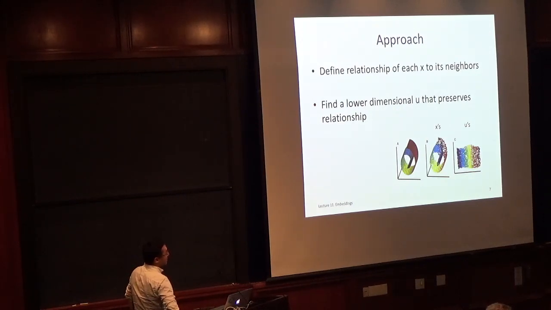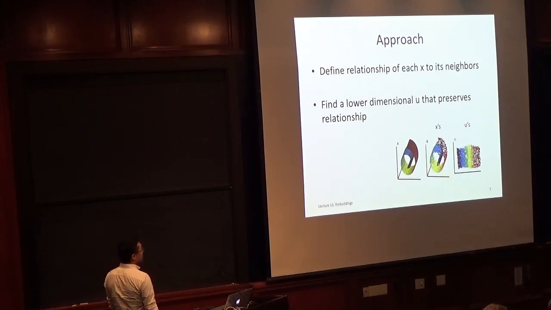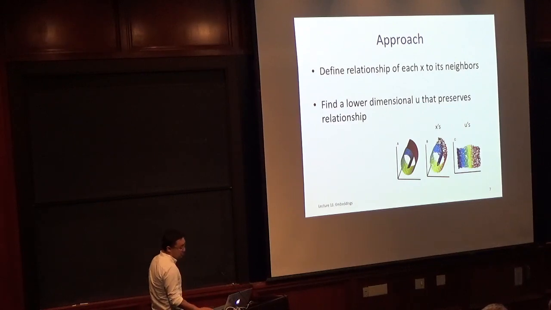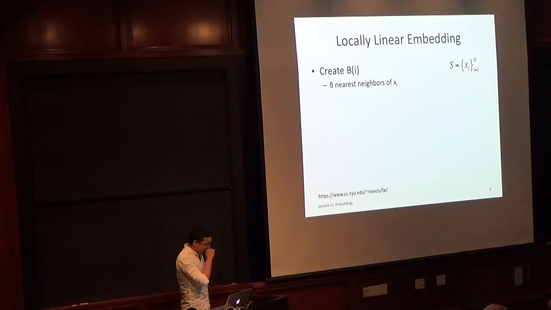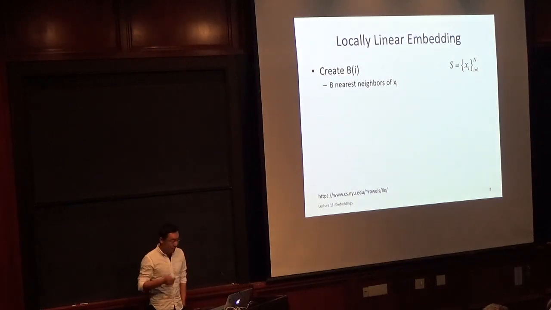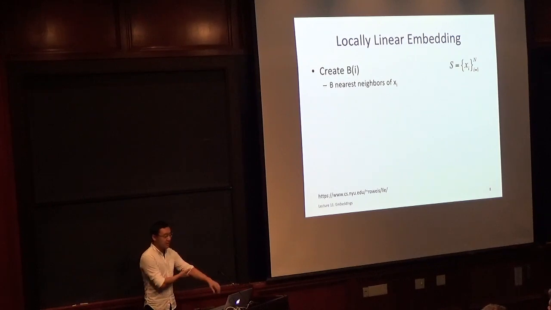It's an embedding that's lower dimensional than the ambient dimension of the data that preserves all the local relationships of every point in your training set. So we're going to define the relationship of every data point X to its neighbors, and then find a lower dimensional representation of that data point that preserves this relationship. So it's a two-step process. Step one, create a neighborhood, and create a relationship of the neighborhood to that point.